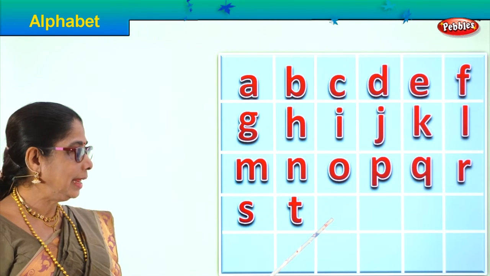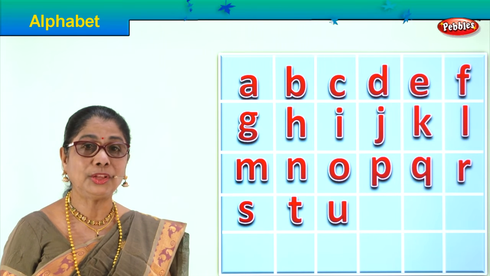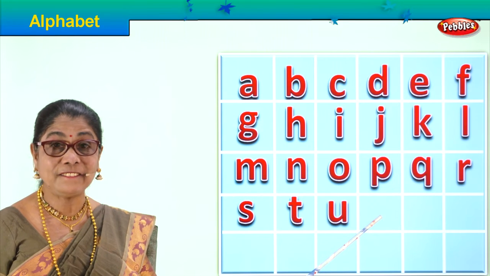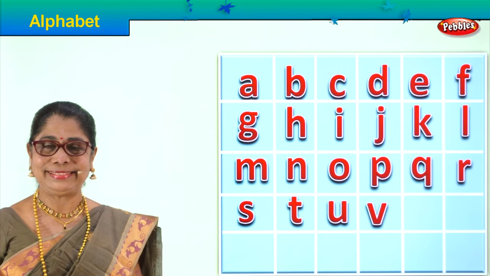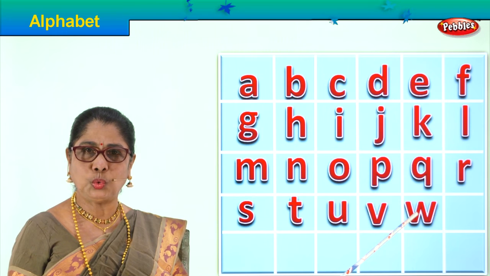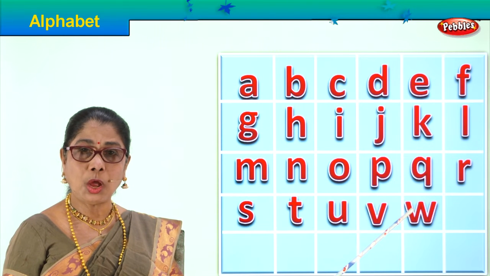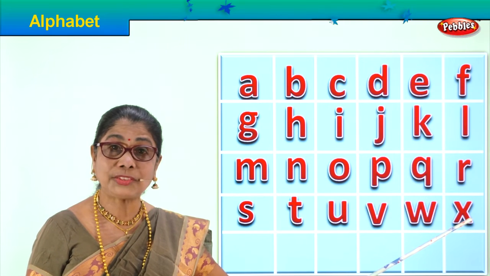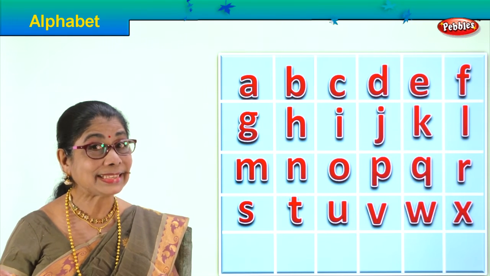After T comes letter U. Sound A. Umbrella. U. A. Umbrella. Next comes letter V. Van. What's the sound of V? V. Van. After V comes the small letter W. What is this? W. Water. W. Wa, water. The next letter is letter X. Letter X, X-ray. What is the sound? X, X-ray. Sound X. Good.